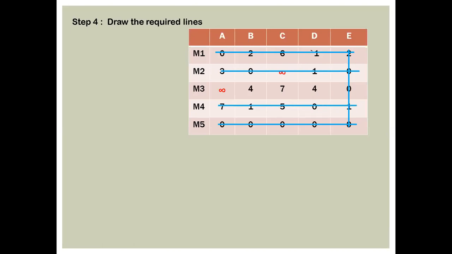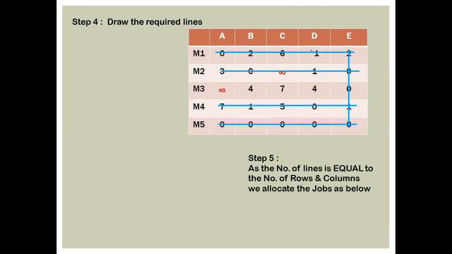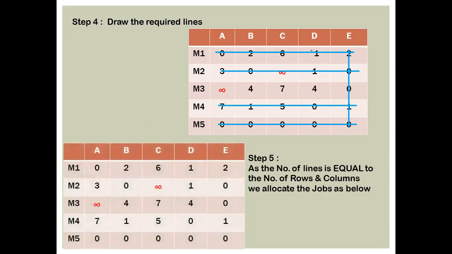Now what's your observation, class? The lines which we drew are fine. Compare it with the rows and columns. What do you observe? As the number of lines is equal to the number of rows and columns, we allocate the jobs as below.